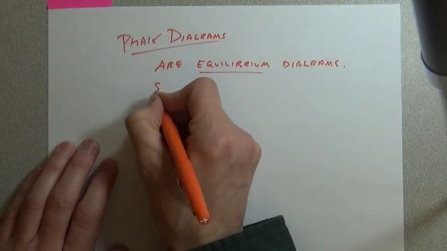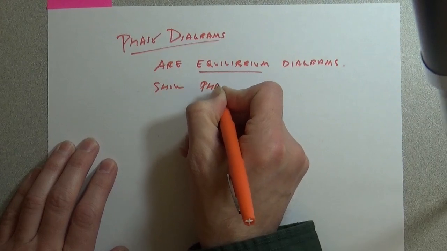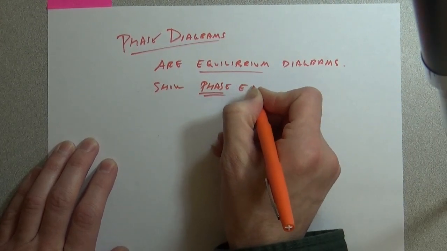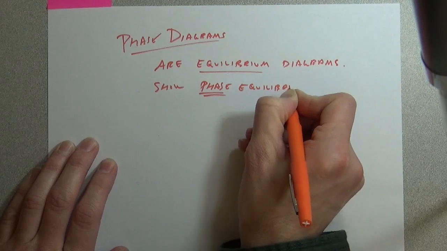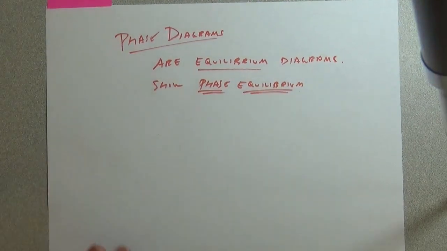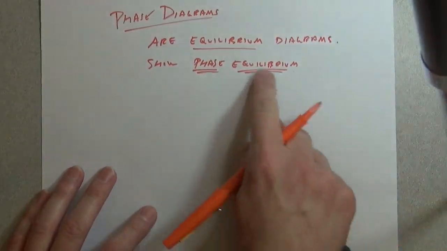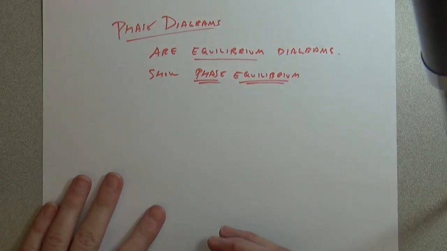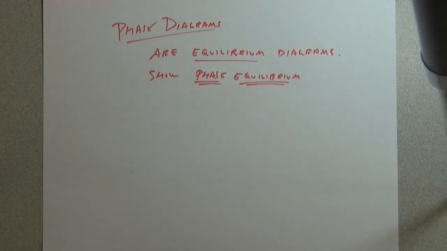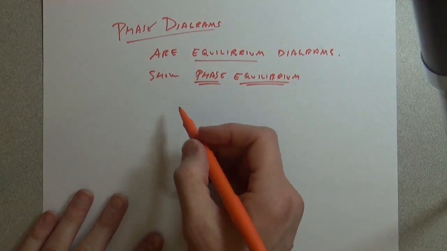Right, so they show phase equilibrium. And this is important because this phase equilibrium is something that you can address using thermodynamics, and it's something that is addressed using theory. So we spent a lot of time learning about the free energies and the Gibbs free energy for different phases under different conditions, and from that we develop phase diagrams.